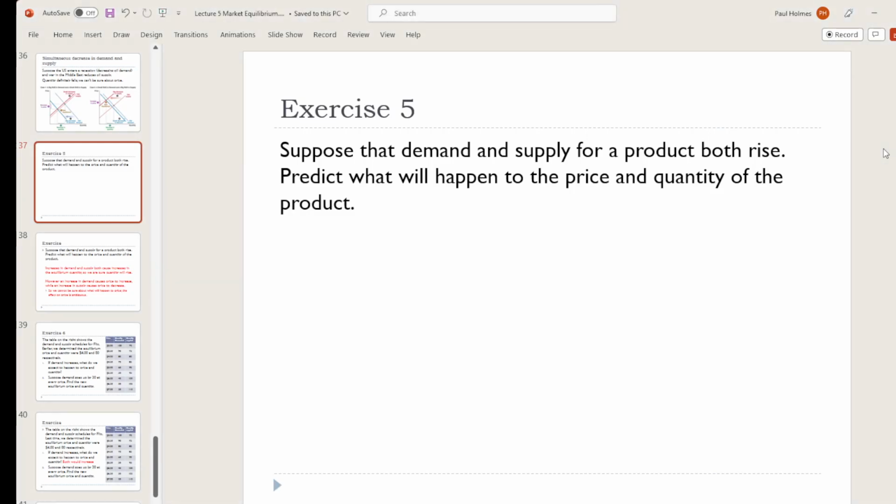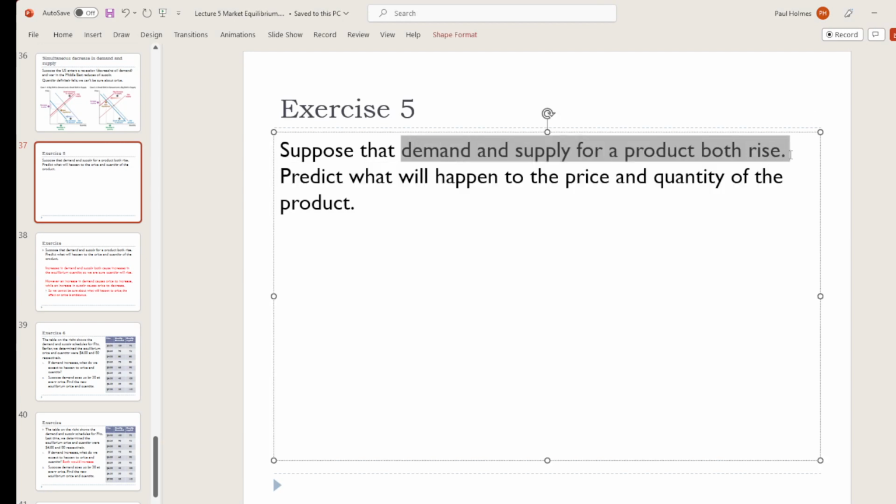We have two more exercises here. In this first one, I want you guys to imagine that demand and supply for a product both rise. Tell me what's going to happen to price and quantity. So you've got a couple of different ways you could go about this.